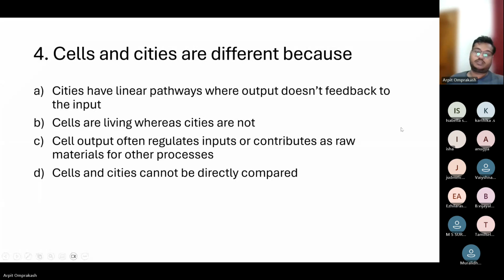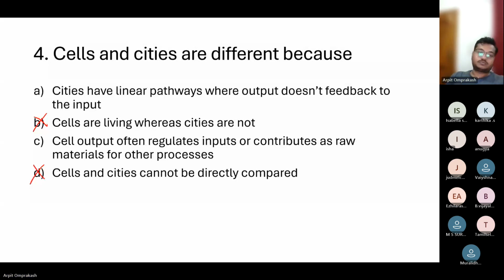Option B. Okay. So as we talked before, option D, which is cells and cities cannot be directly compared, is false because we made a comparison before. Option B, cells are living whereas cities are not, is also not correct because we talked about how cities can be living organisms, how cities can have metabolism, and so on. We drew a lot of parallels between cells and cities. So basically, in the broad term, we can say that a city is a living organism which has fuel, which has metabolism, which produces waste, and so on.